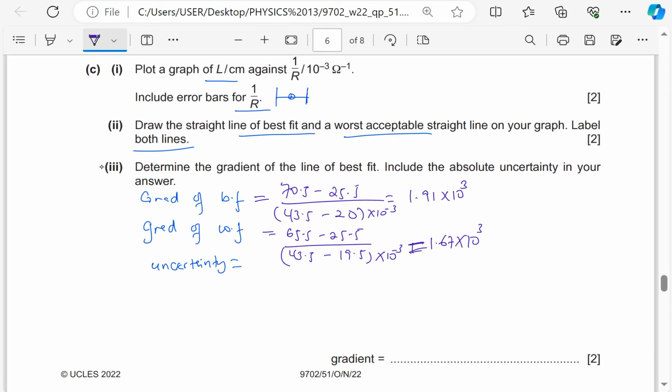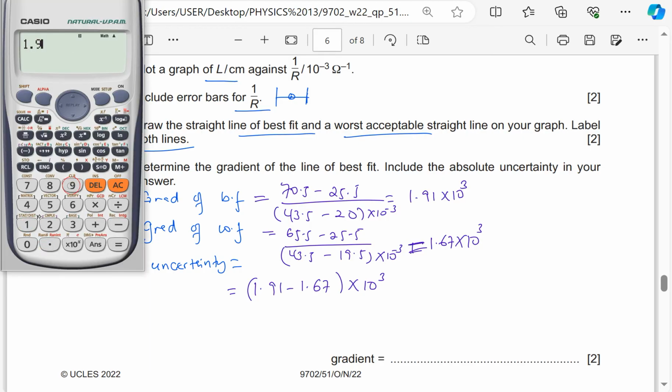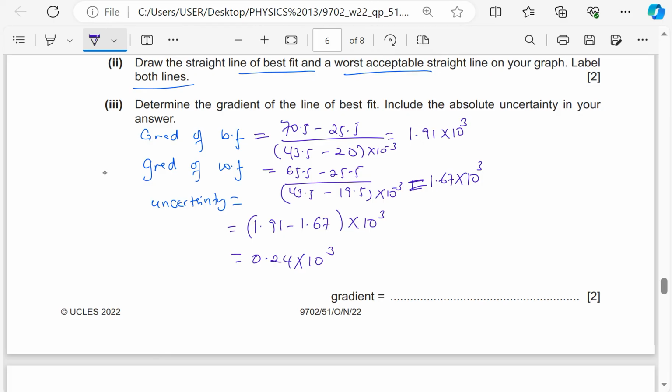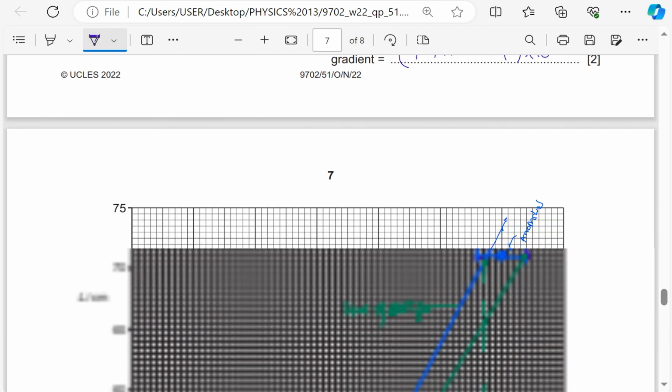Then the uncertainty is going to be the difference. So it is going to be 1.91 minus 1.67 times 10 to the power of 3. This is the uncertainty. So 1.91 minus 1.67, so this is 0.24 times 10 to the power of 3. So the gradient can be written as 1.91 plus or minus 0.24 times 10 to the power of 3. Okay.